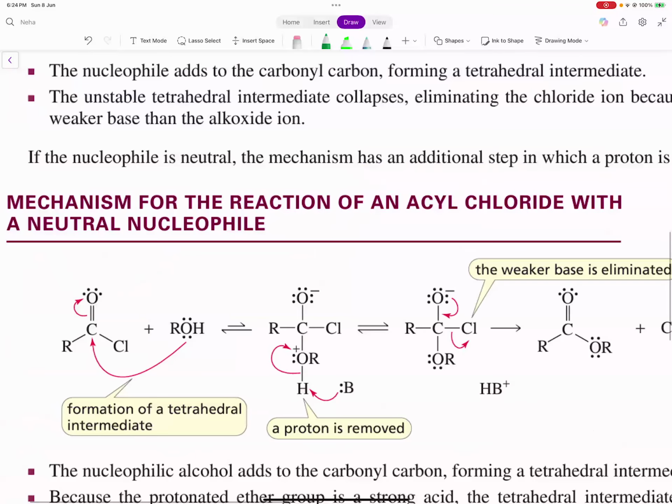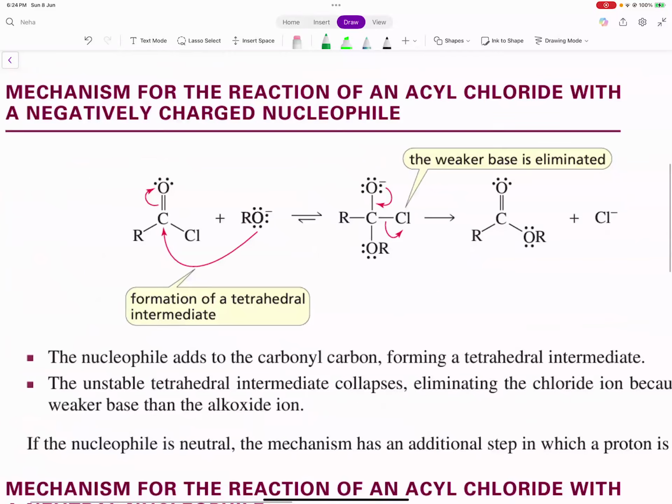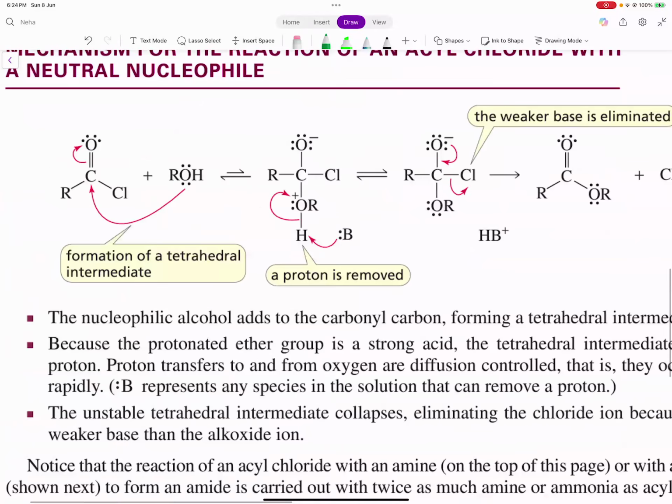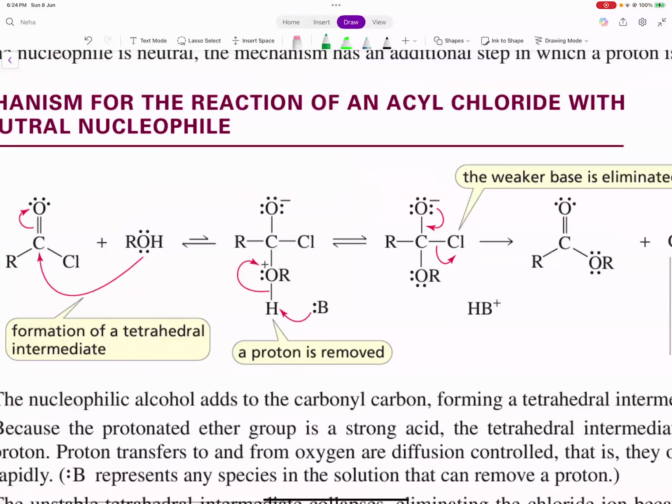When the nucleophile is neutral, here it was RO minus, now it is ROH. Now the nucleophile is neutral.